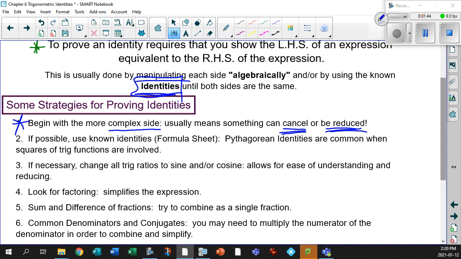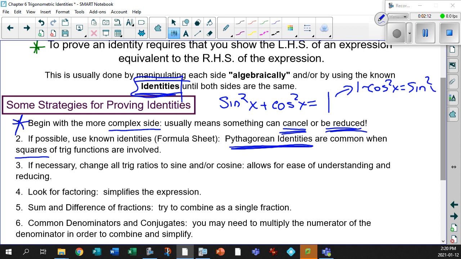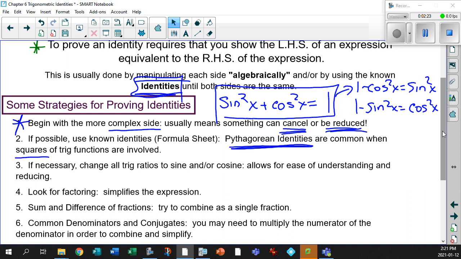Now, here's another thing. Watch out for key identities, like the Pythagorean identities. These are the ones that are the squares. Look for those. As soon as they show up, you know that you can start playing around with them. And remember, you can rearrange things like sine squared x plus cos squared x equals 1. You can rearrange this guy. So remember, you can have 1 minus cos squared x, that'll give you your sine squared x. Or you can have 1 minus sine squared x equals cos squared x. You can manipulate this. Don't forget, you're not just stuck using this guy the way it looks.